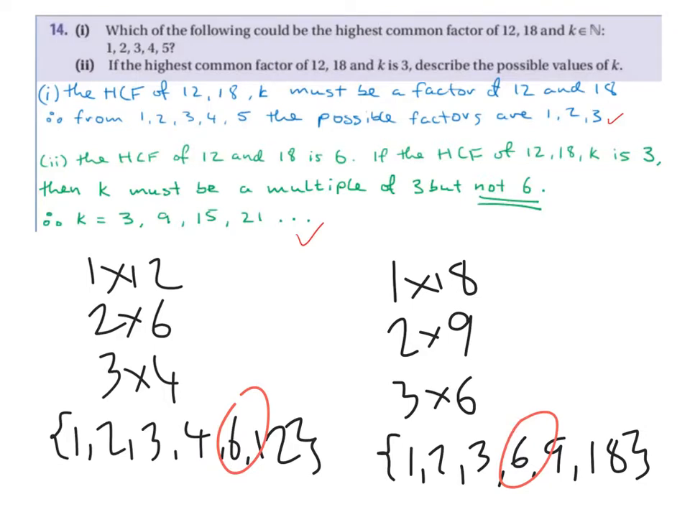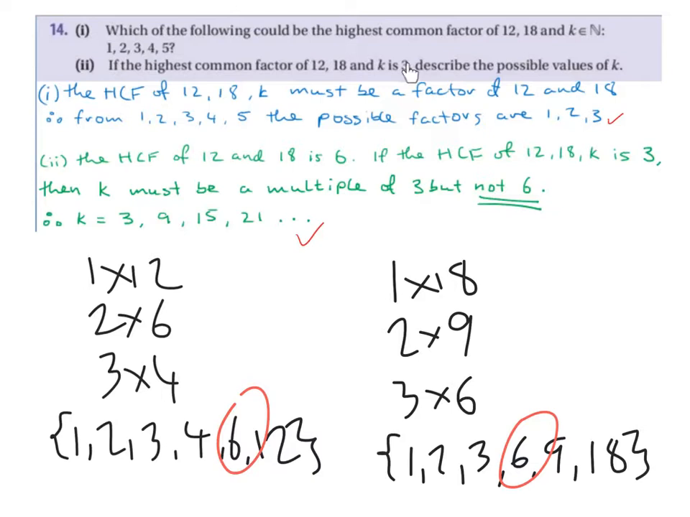Alternatively, you could write out your prime factor trees, or just list your prime factors, in order to get the HCF. So the HCF of 12 and 18 is indeed 6. Now if the HCF of 12, 18 and k is 3, then k must be a multiple of 3, but not 6.